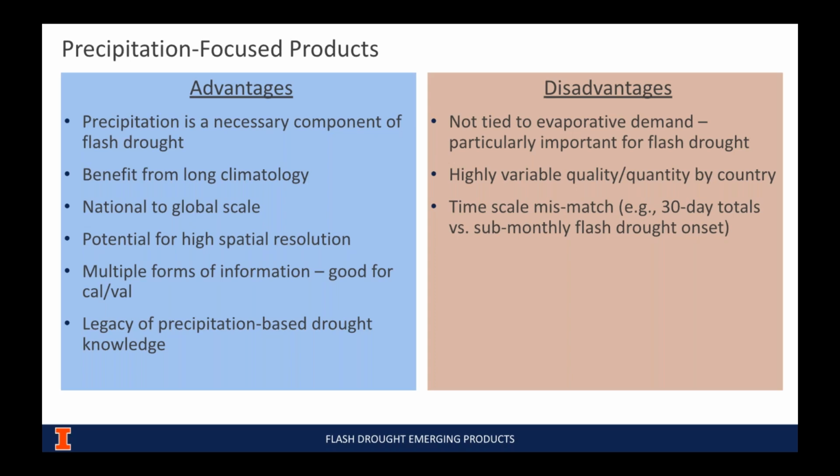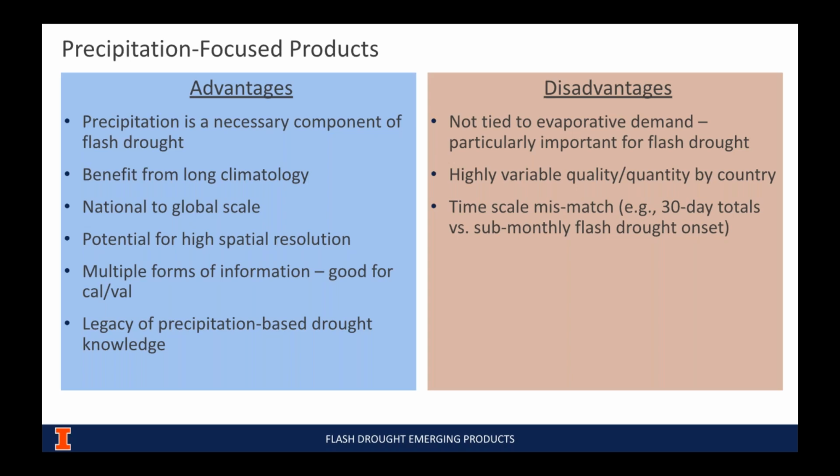There's multiple forms of information. There's assimilated model-based data sets, entirely remotely sensed or radar-based data sets, and then you have entirely gauge-based data sets, and then you have these hybrid data sets that are a mix of all three or more. So what that gives us is a lot of information to do calibration and validation, which, coming from a perspective of a data set that may not have that benefit, can be really advantageous. And then we've been studying precipitation and its effect on drought for a long time now, a century or more. And so the legacy of that knowledge fits into how well we can anticipate impacts based on precipitation-based indicators.